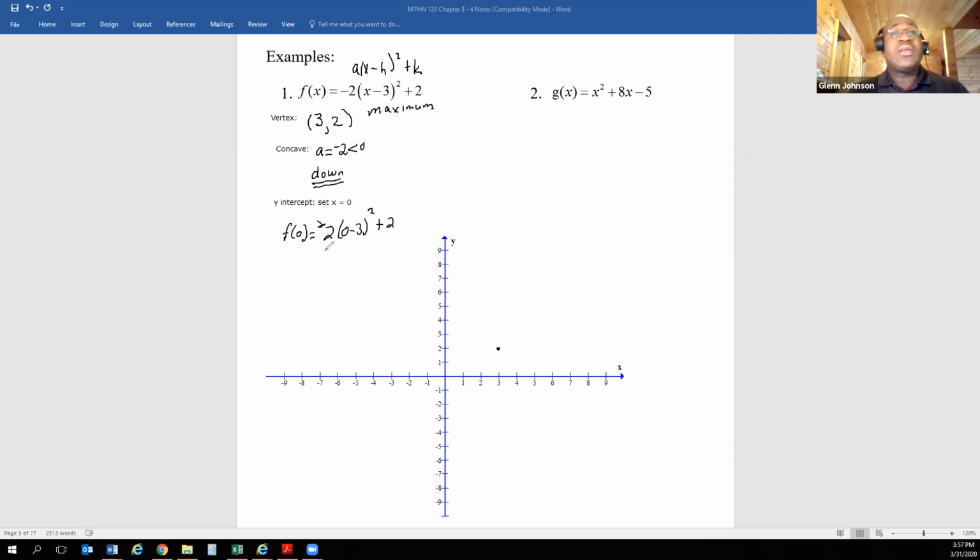All right, and so if we calculate that, we'll have negative 2 times negative 3 squared plus 2. So negative 3 squared is 9. So this will be negative 18 plus 2, which is equal to negative 16. So our y-intercept will have coordinates 0, negative 16.